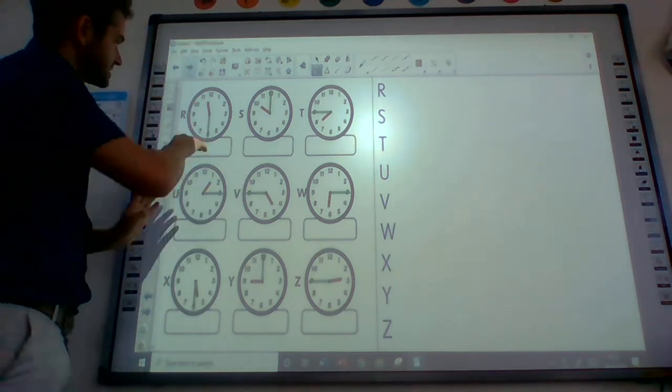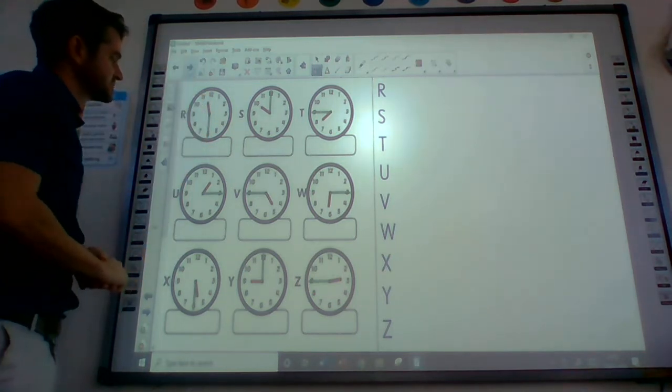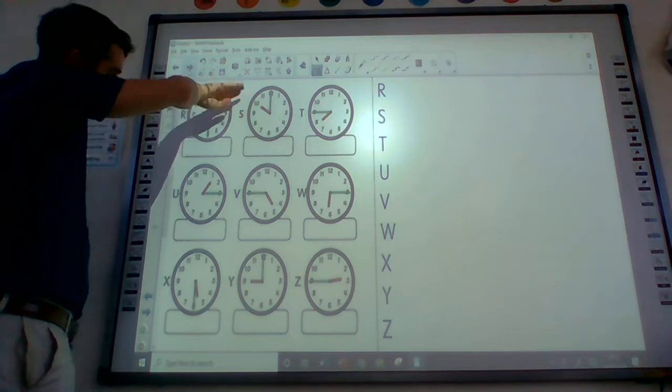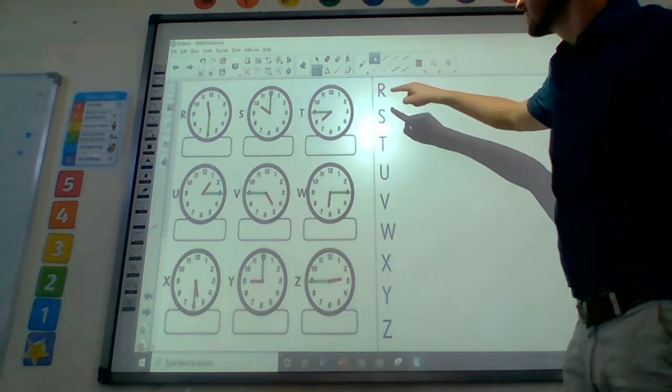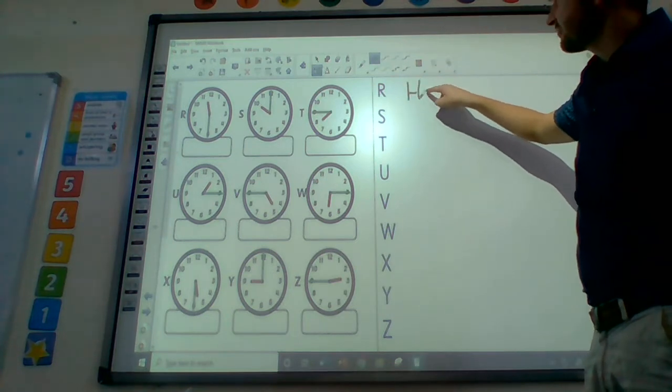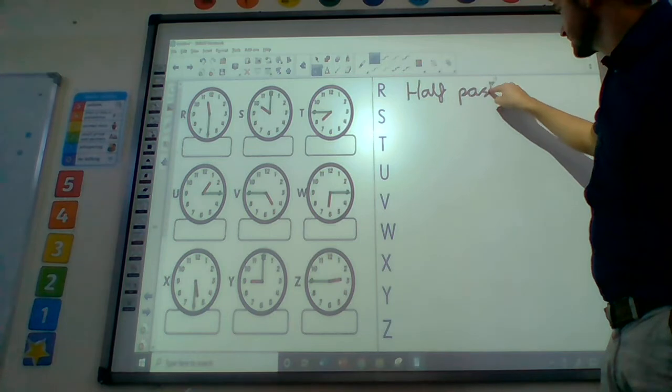Okay, R. Start looking at that hour hand. It is halfway between the 11 and the 12. This minute hand has gone halfway around the clock face, so I know straight away that the answer to R is half past 11.